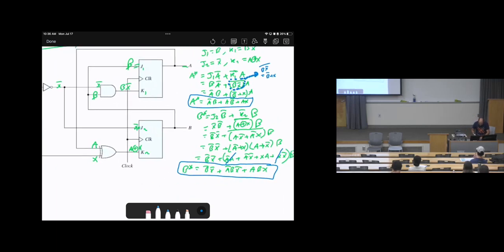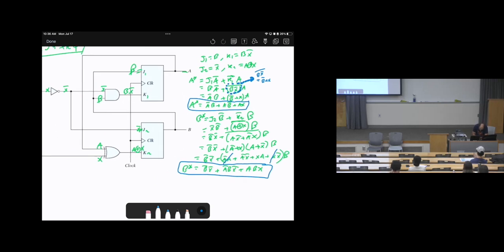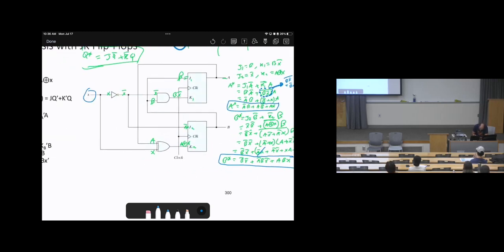Now, how many inputs we have? We have one input. How many outputs? No outputs. How many states or flip-flops? 2 flip-flops. Therefore, 2 power 3 equals 8 possibilities. Right? Let's make the state table on it.